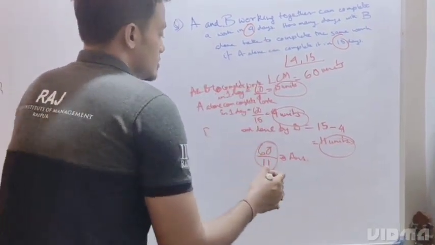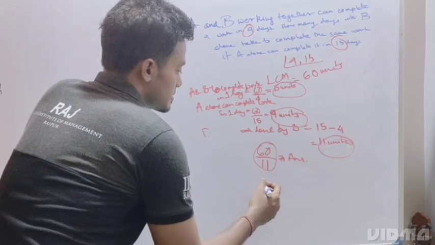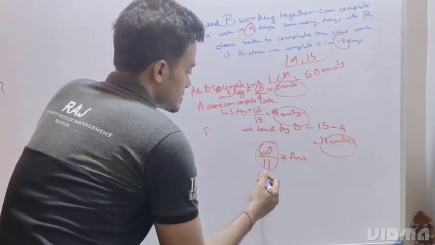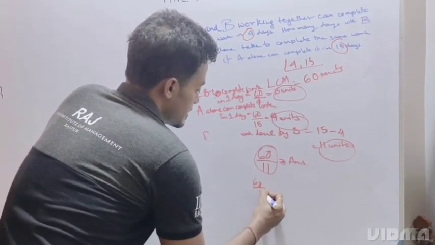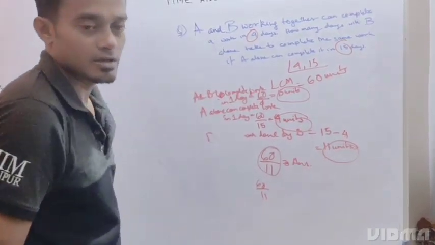Okay. So how many days does B need to work? 60 by 11. Okay.